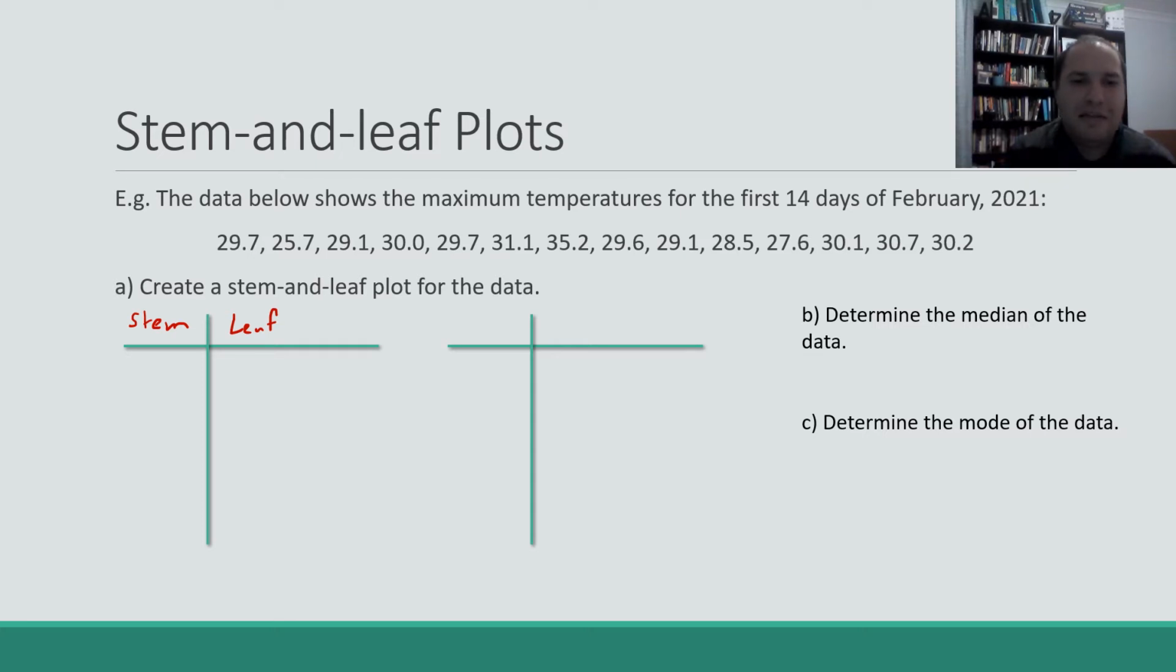Now looking at the data, I want to check out the stems and see what the smallest numbers are. So 25 is a pretty small stem. 35 is a pretty big stem. Is there anything else in there that's bigger or smaller than those values? No. So that means my stems need to go from 25, 26, 27, 28, 29, 30, 31, 32, 33, 34, 35.